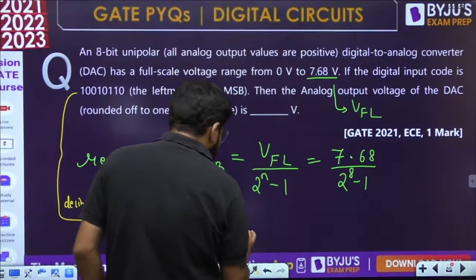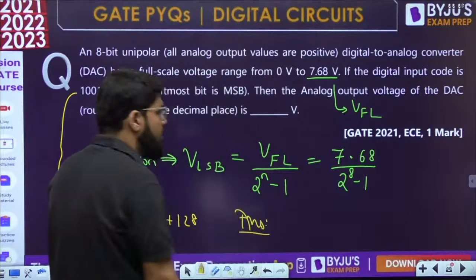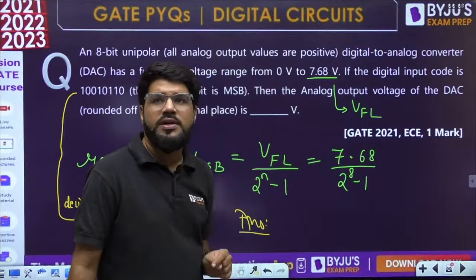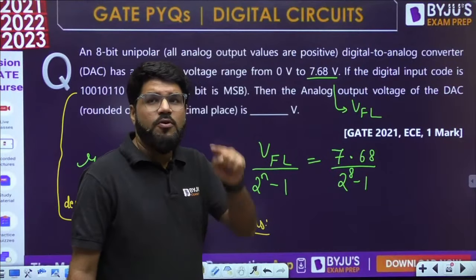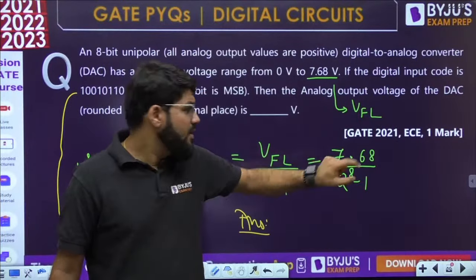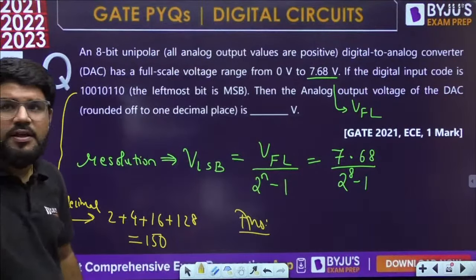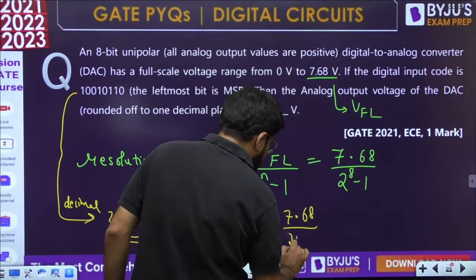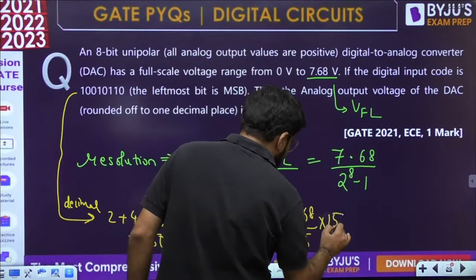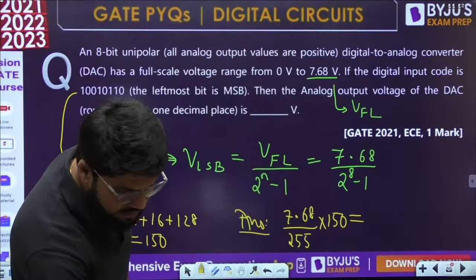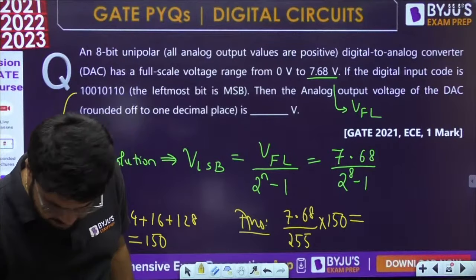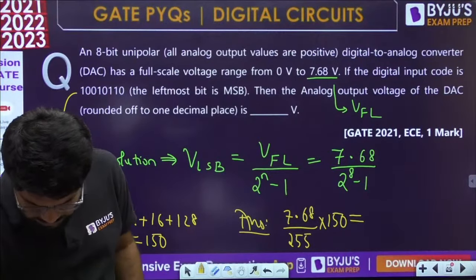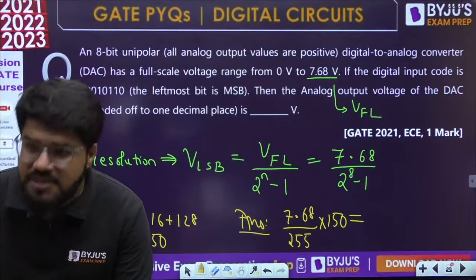So what should be my answer? For a single step, this much voltage will change. If I go from decimal 0 to decimal 1, this much will change. I have gone up to decimal 150. So my answer will be 7.68 divided by 2 power 8 minus 1, which is 255, multiplied by 150. We'll do the calculations together and then place the answer. So let me do that quicker calculation, dear. And the answer is 4.517 approximately.